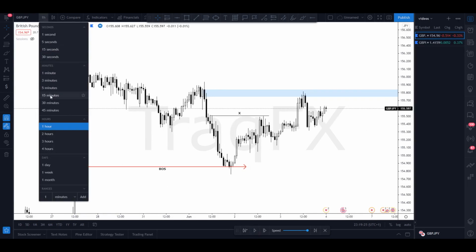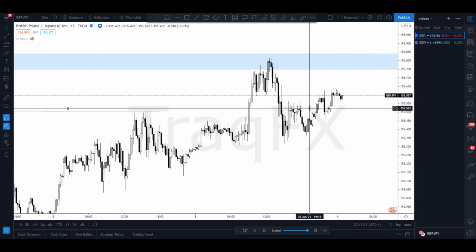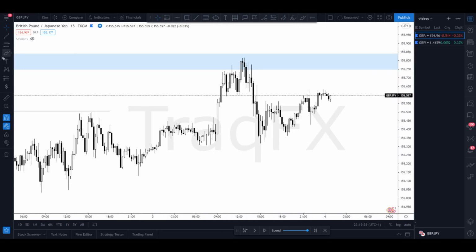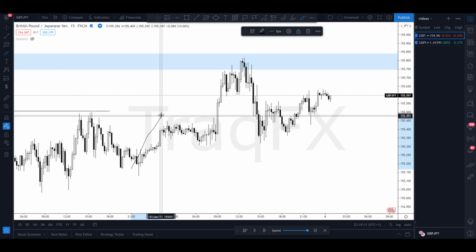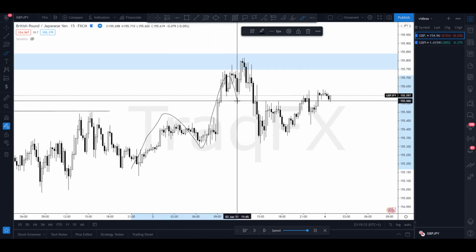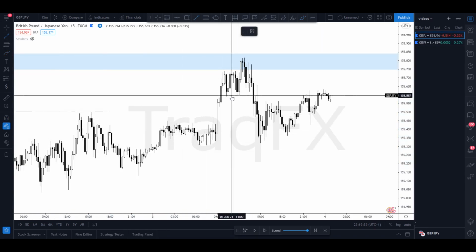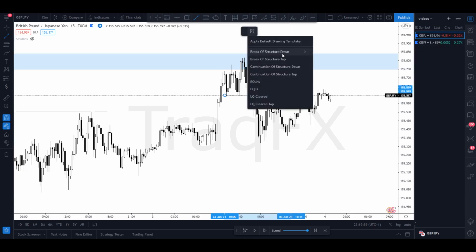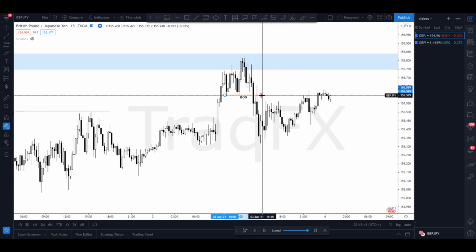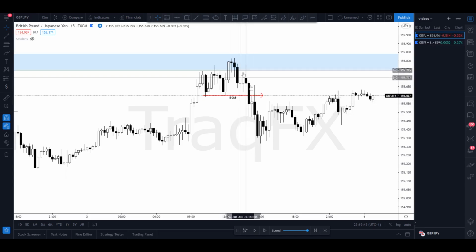So it taps into our area of interest perfectly. We're going on to the 15-minute. Now 15-minute wise, we need to see a break of structure here. So we have a high, higher low, higher high, higher low, higher high. So we broke structure right here perfectly, right? Let's go down to BOS down, and boom. Price already broke structure over here because we had this high, higher low trend.